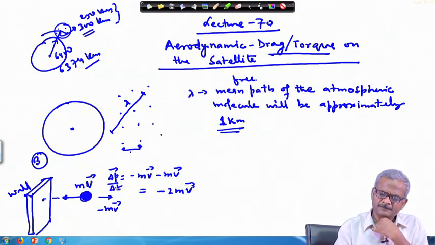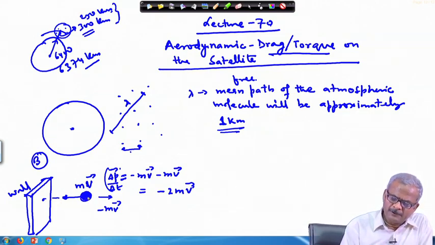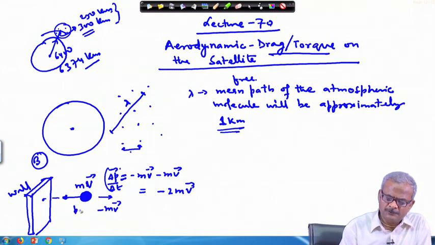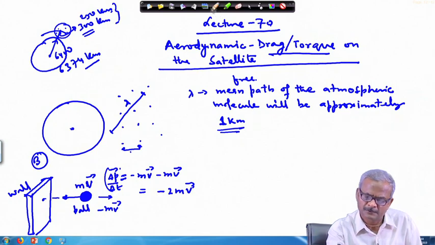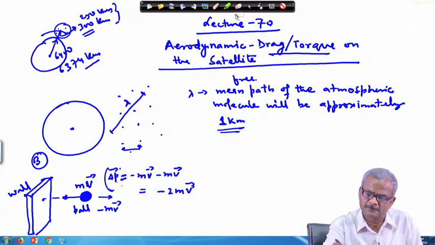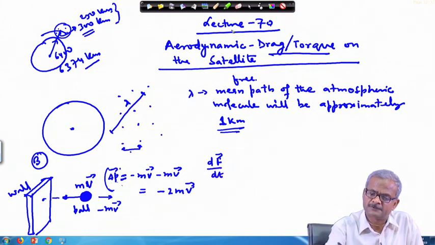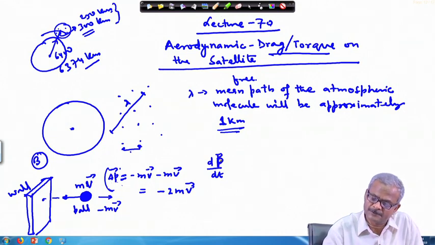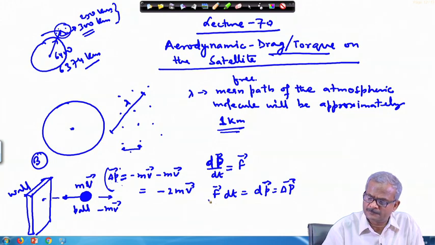So, accordingly you can calculate the corresponding force imparted to the wall by this ball. Let us write it another way, this is delta p, the change in momentum. So, if F is the force applied, the change in momentum d p by d t gives you the force applied. So, F times d t gives you d p or delta p. So, this is the impulse.